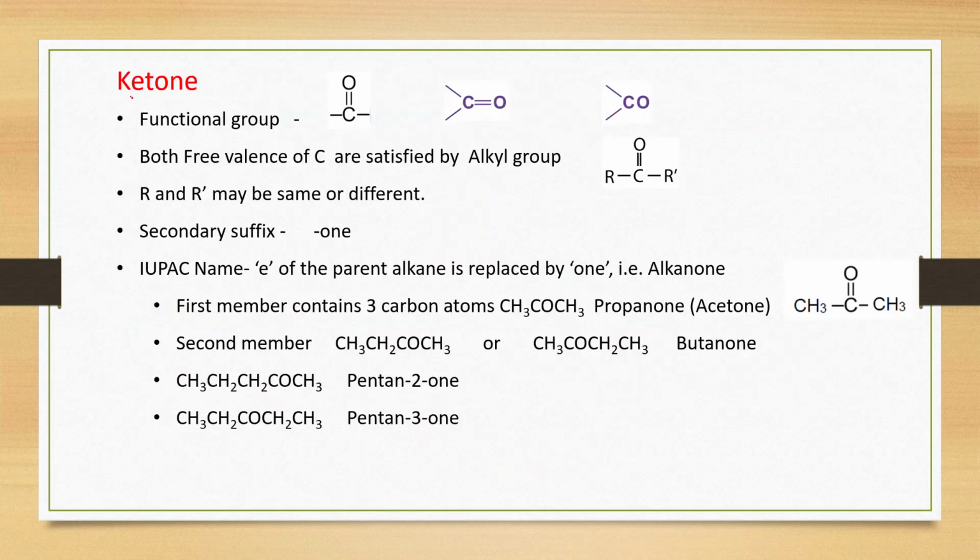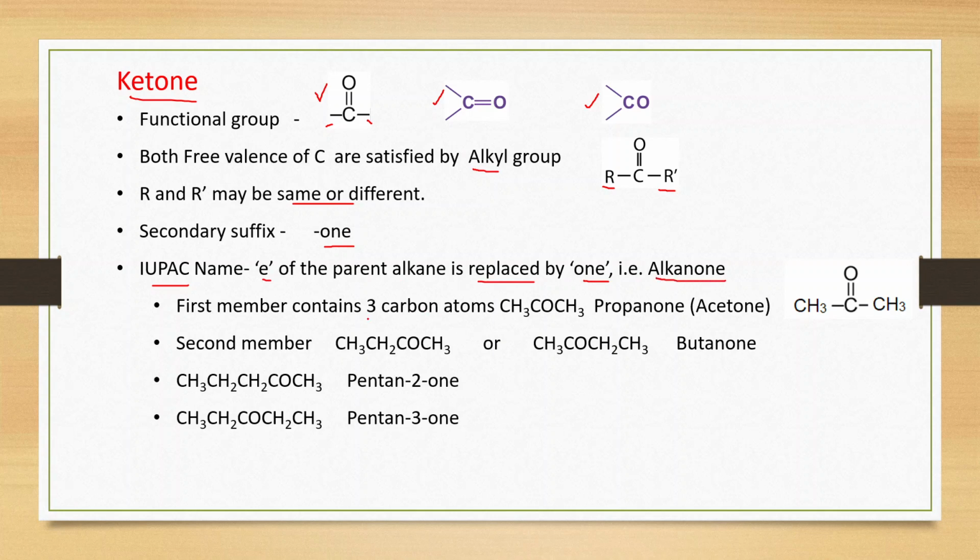Now come to ketone. Functional group is CO. This may be written like this one, or this one. Now in this case, both free valencies of this carbon are satisfied by the alkyl group. Alkyl group is represented by R and R dash. Now this R and R dash may be same or different. Clear? Secondary suffix is one. Its IUPAC name: e of the parent alkane is replaced by one, and this is called alkanone.